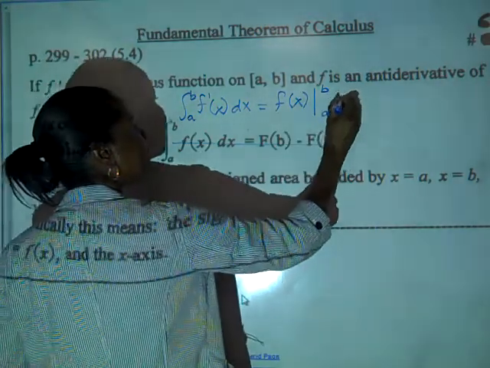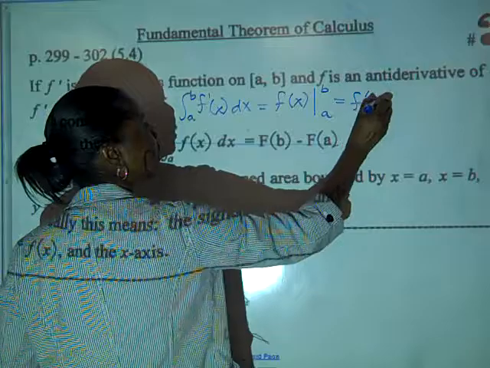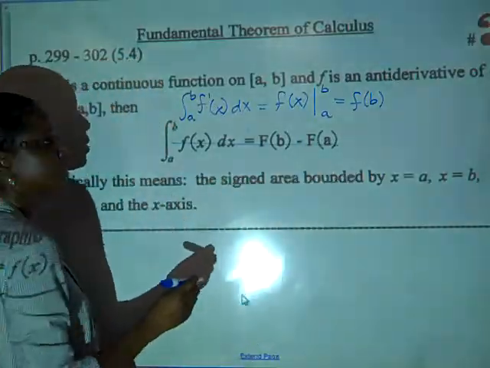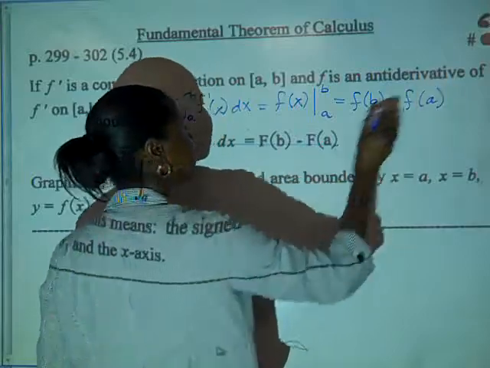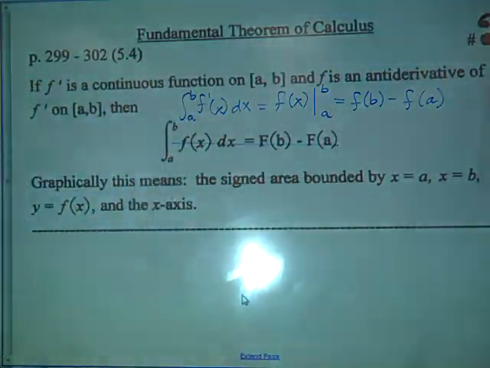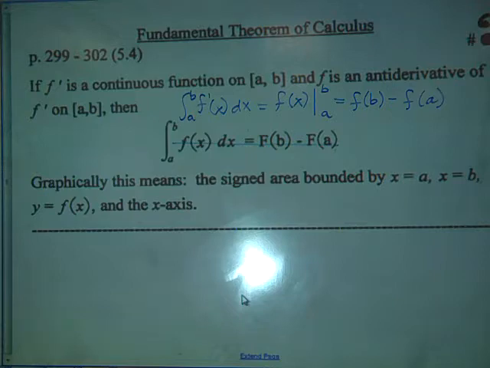And the way I do that is actually plug in that upper limit and evaluate the function at b, substitute in b, minus what I get when I substitute in a, and that's what that is. That is the fundamental theorem of calculus. Okay?